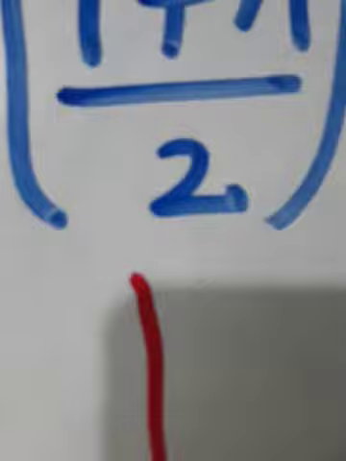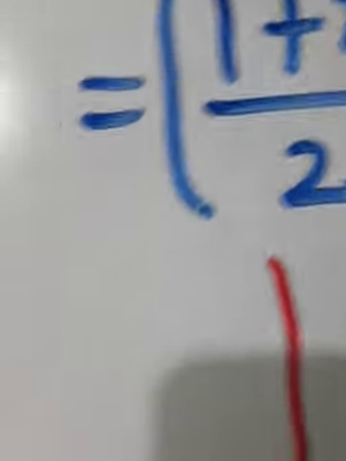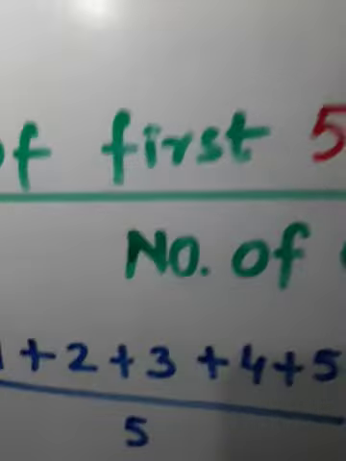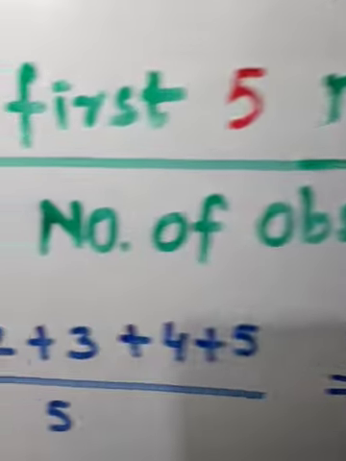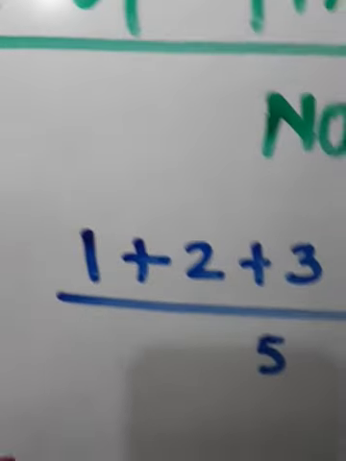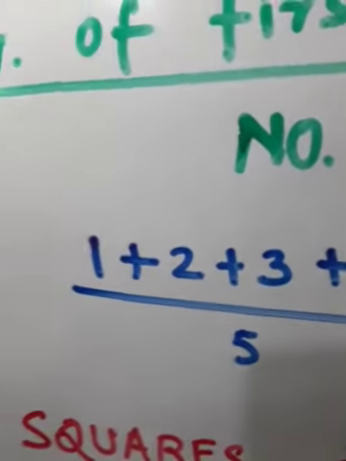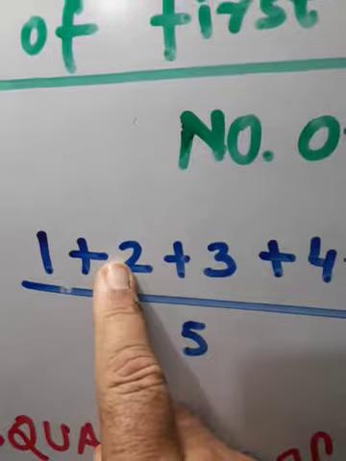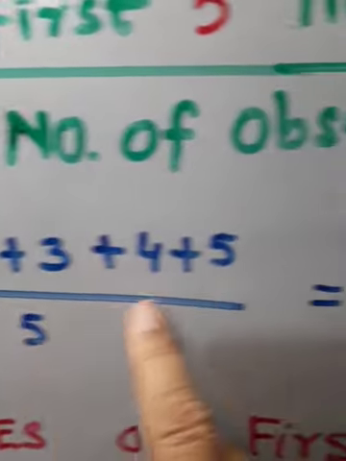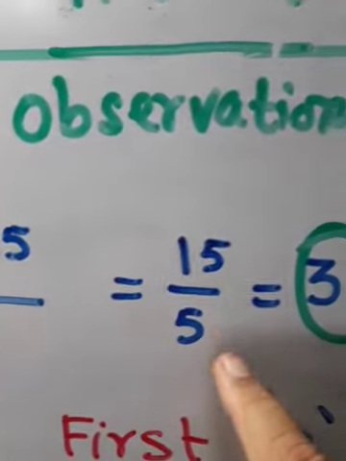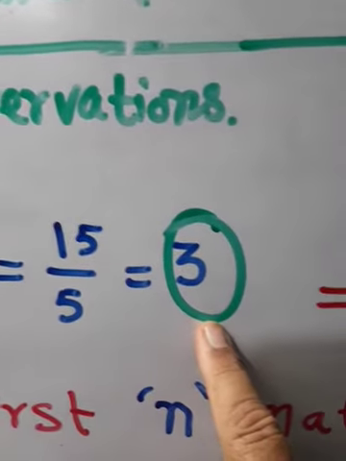Supposing we want to find the average of first 5 natural numbers. So if you do directly, it will be 1 plus 2 plus 3 plus 4 plus 5 divided by 5. Total is 15 divided by 5, it is 3.